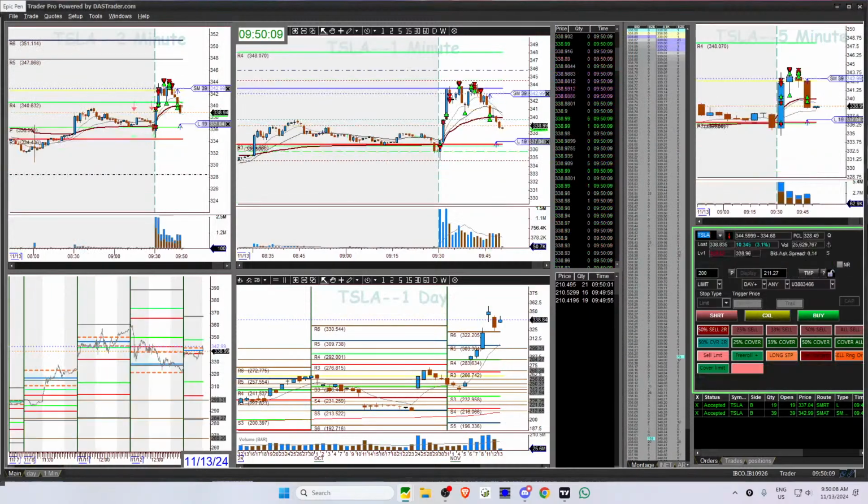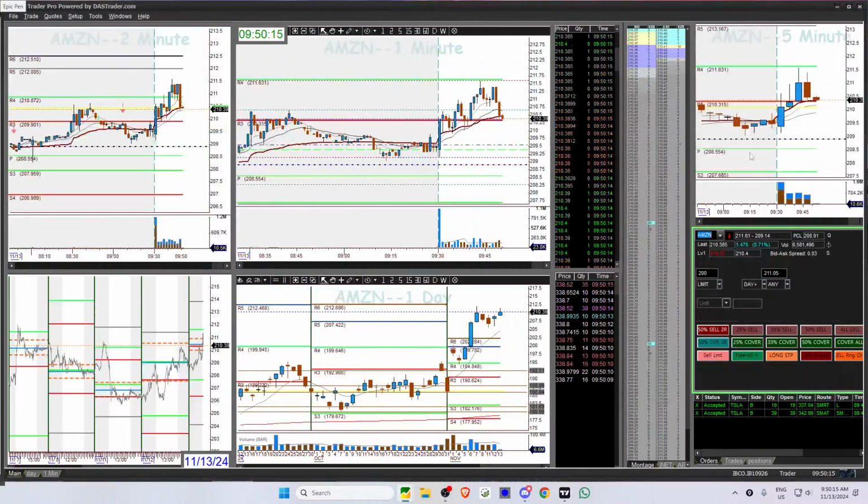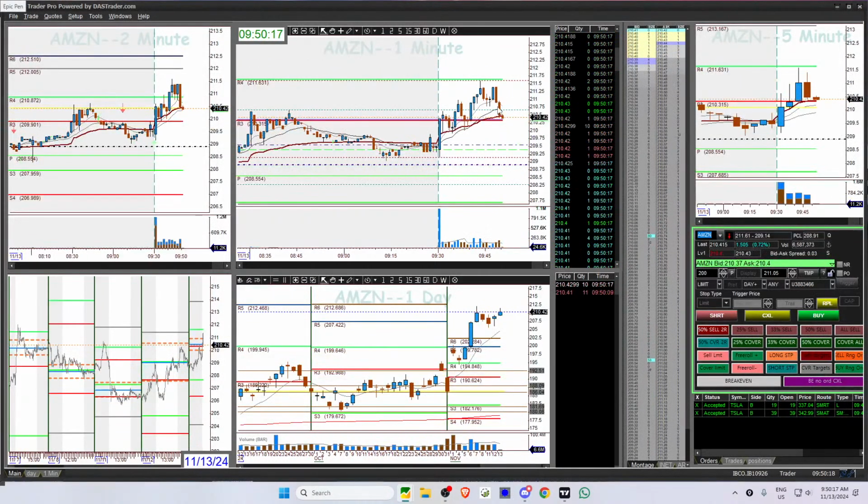Hey Thor, I'm curious where you entered. I was looking at Amazon too, but by the time it made the 1 minute low 2 minutes ago, and the stop above high of day, I thought it was just too wide of a stop, so I didn't take it. I'll show you. 80 cent stop right here.